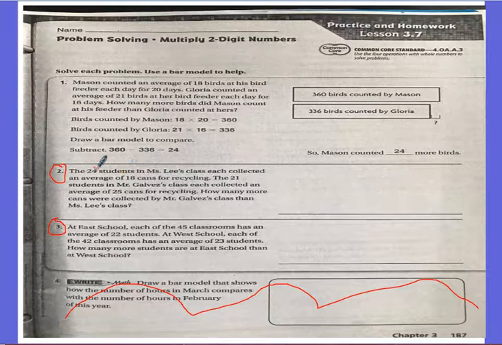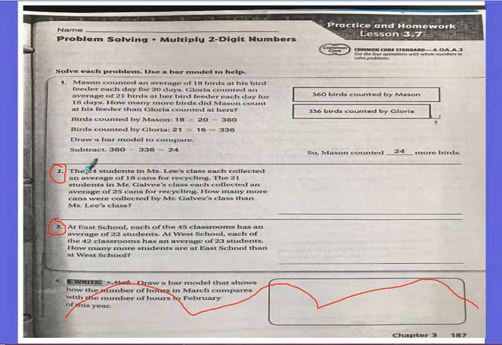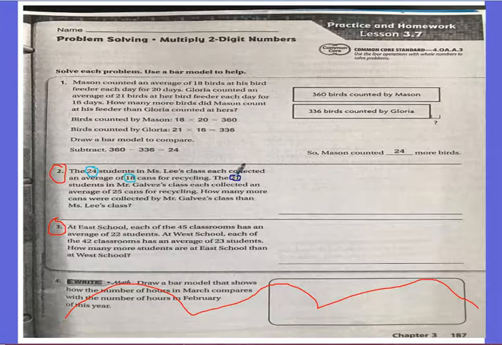The 24 students in Miss Lee's class each collected an average of 18 cans for recycling. The 21 students in Miss Galvez's class each collected an average of 25 cans for recycling. How many more cans were collected by Miss Galvez's class than Miss Lee's class? So I'm going to take my pen and circle information that I think is important. There's 24 students in Miss Lee's class, and they collected an average of 18 cans. Then we're going to go to the other teacher, and her 21 students all collected 25 cans.